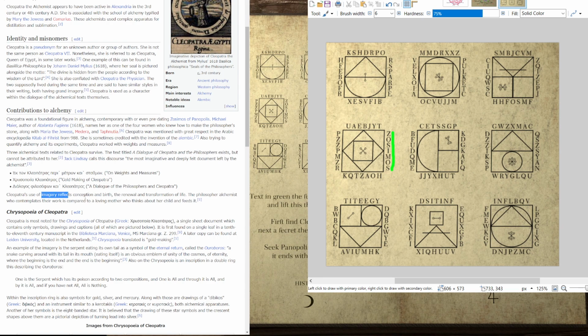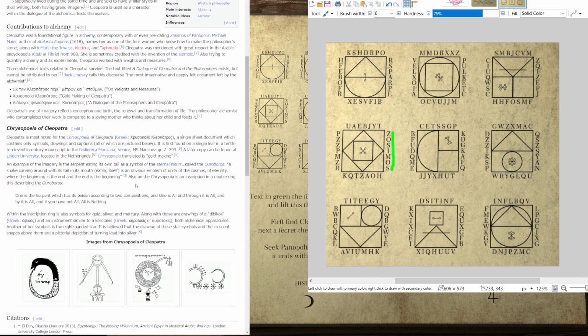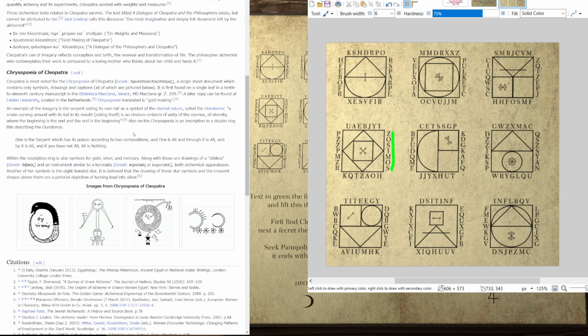Cleopatra's use of imagery reflects conception and birth, the renewal and transformation of life. The philosopher alchemist contemplates their works compared to a loving mother who thinks about her child and feeds it. Feeding your baby, philosopher's stone.